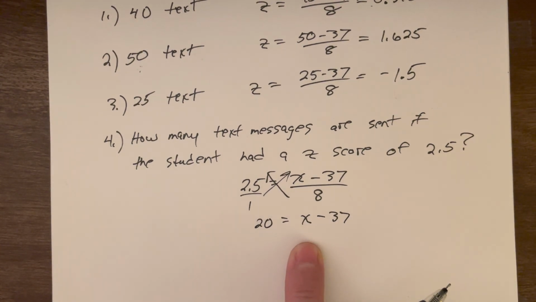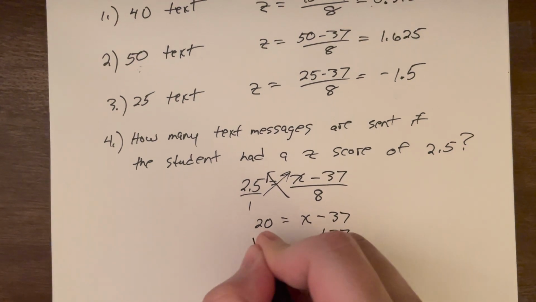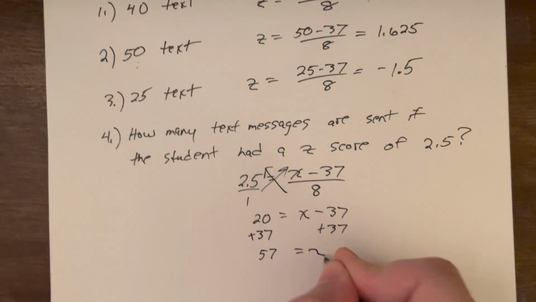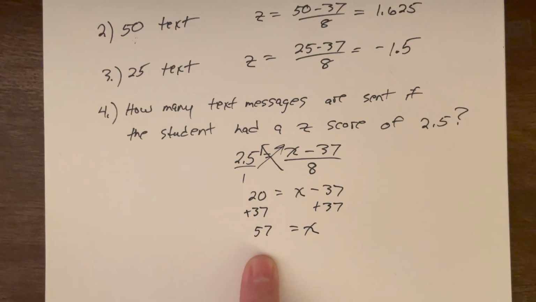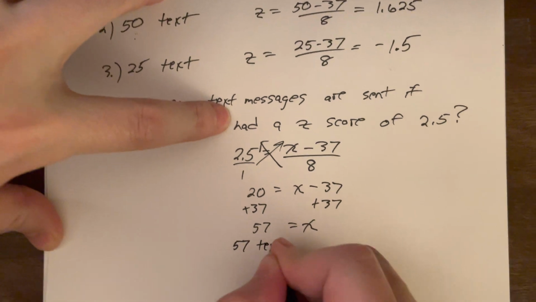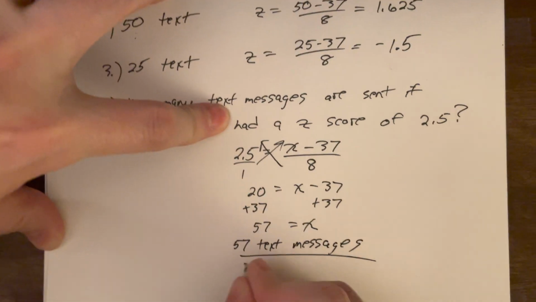How do you finish solving for x? Well, that's attached by subtraction. I do the opposite and add. I'd get 57 equals x. But the last thing, what is that 57? In this problem, that is 57 text messages.